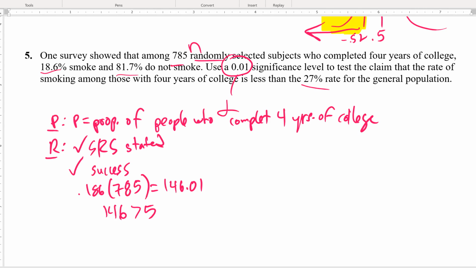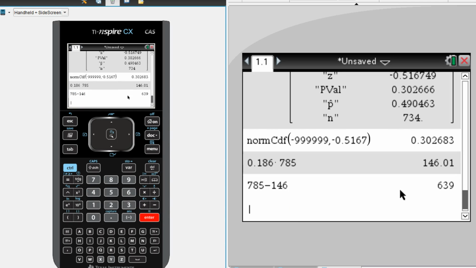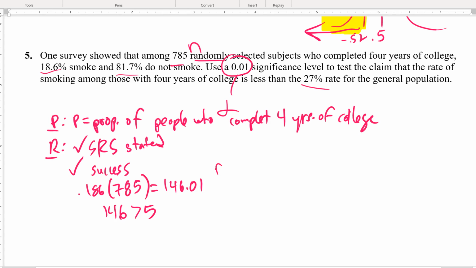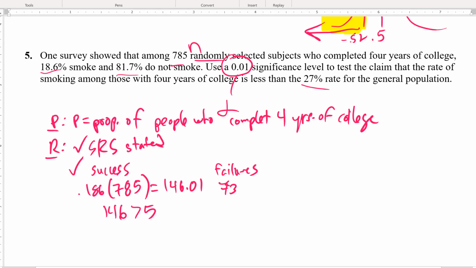How many failures? That's the rest of them. So 785 minus the 146 is the other 639. No, I lost my number. 639. Requirements are met. Run the test.